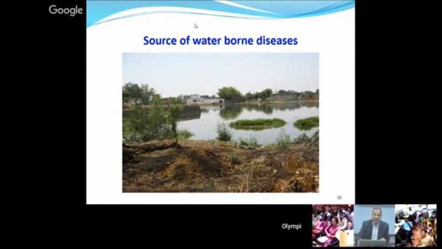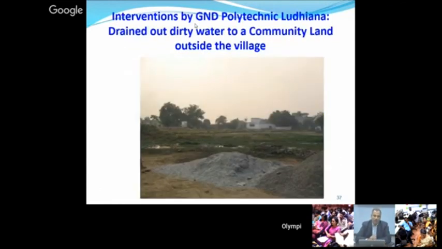The villagers decided to pump this water away from this place to a panchayat land, which may be 3 kilometers away. So they pumped the water from this pond and took it 3 kilometers away to a new place, and at the new place they dug a pond. All the earth dug from there was brought to this pond, and this whole pond was filled up with earth.